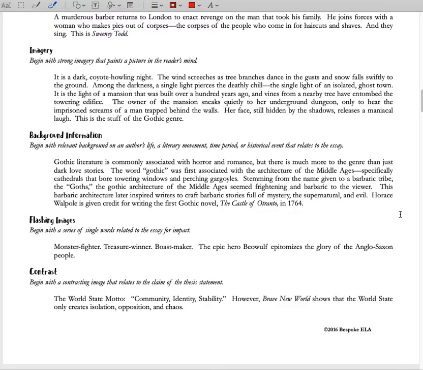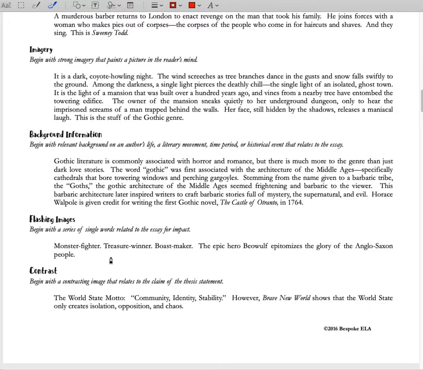You can have flashing images. Begin with a series of single words related to the story for impact. So: monster fighter, treasure winner, boast maker. The epic hero Beowulf epitomizes the glory of the Anglo-Saxon people.